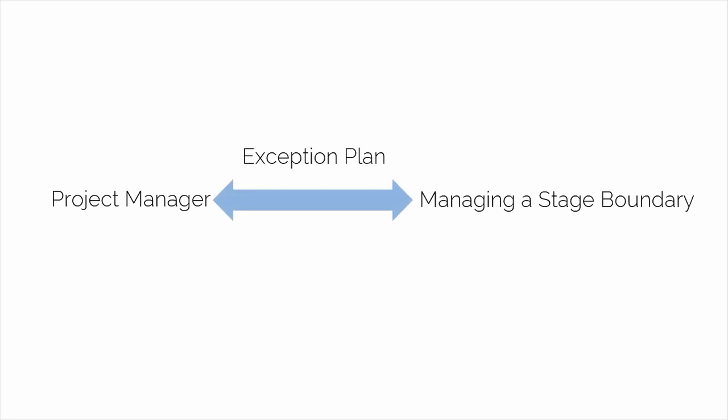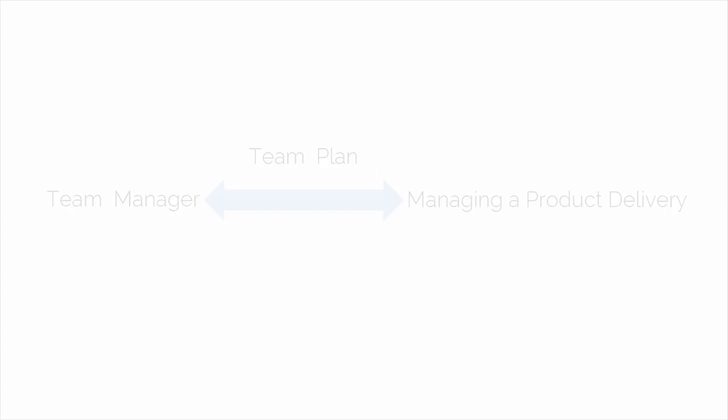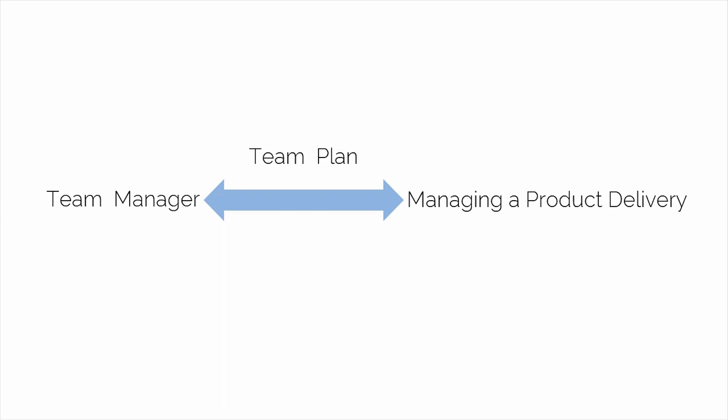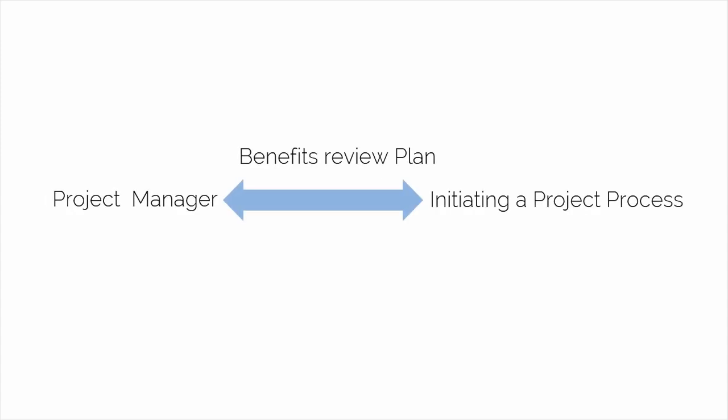The exception plans are created by the project manager during the managing a stage boundary process only when there's a breach of stage or project tolerances or in anticipation of a forecasted tolerance deviation. Team plans are created by the team manager or managers during the managing product delivery process after they receive the work packages from the project manager. Team plans are optional. The benefits review plan formalizes reviewing the benefits of the project and is created by the project manager during the initiating a project process.